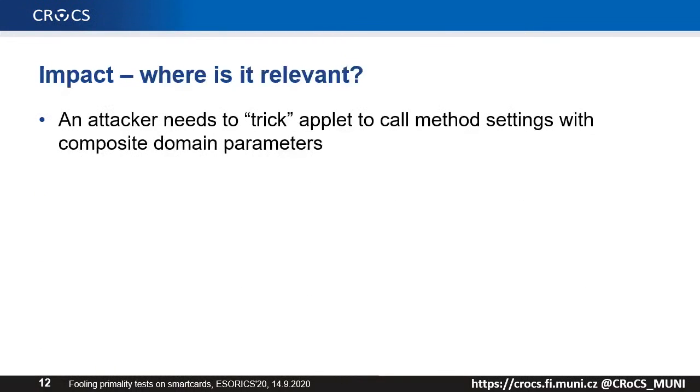The important question is, what is the real-world impact? Is the attack scenario even relevant? Because what we are saying is that the attacker needs to somehow trick the applet to call methods setting these composite domain parameters.